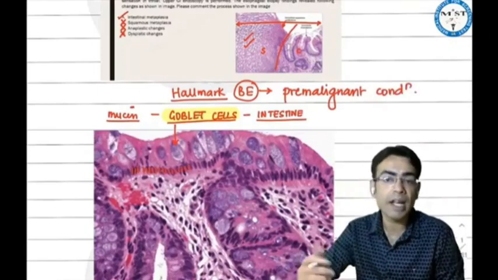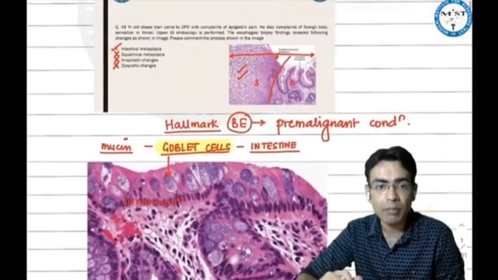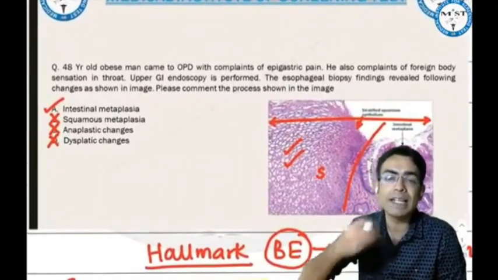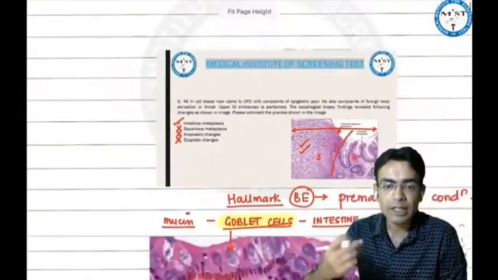This time they have asked about the metaplasia. Next time they can ask anything else. Okay, and it's a very important question. So the answer for this question, what you are seeing in this image, is intestinal metaplasia. Okay, this was one question.